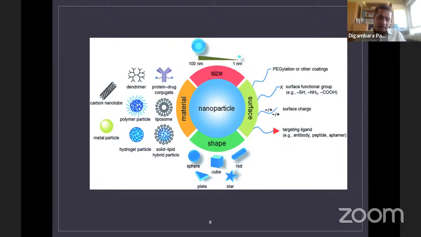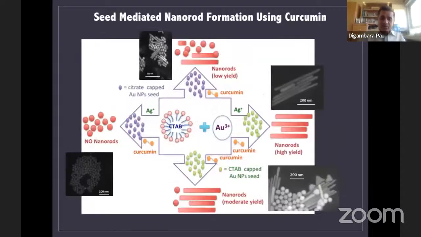So today we will be talking about surface modification, where we have nanoparticles and we modify the surface and tune them for different applications. One of the first papers we published on curcumin is how to prepare a gold nanoparticle using curcumin instead of toxic reagents, which are well known in literature.